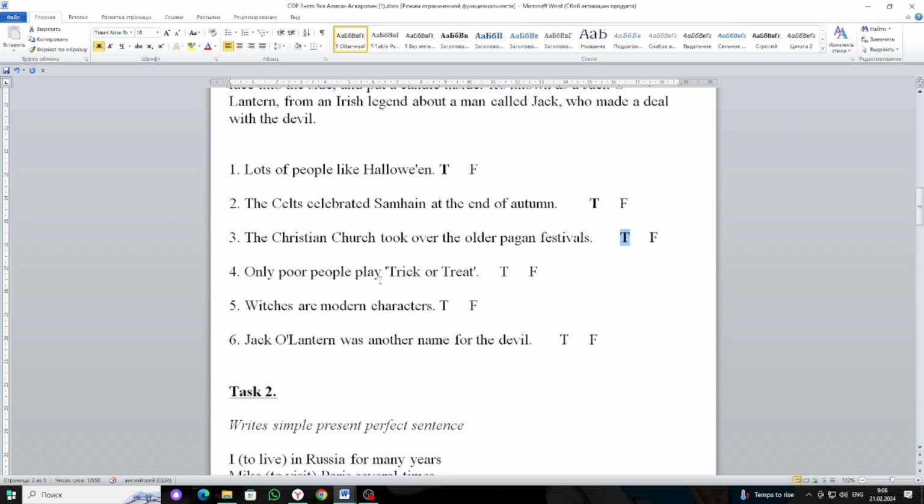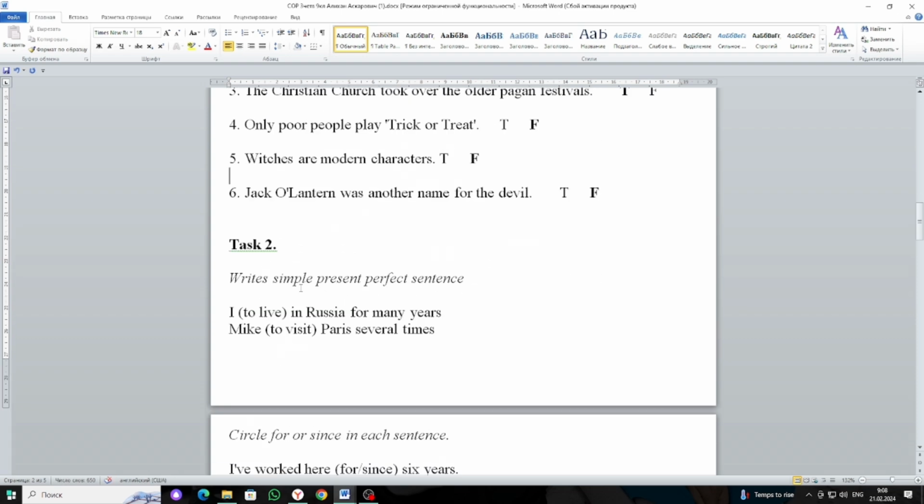Next, only poor people say trick or treat. It is false. Witches are modern characters. It is false. Jack-o'-lantern was another name for the devil. It is also false.